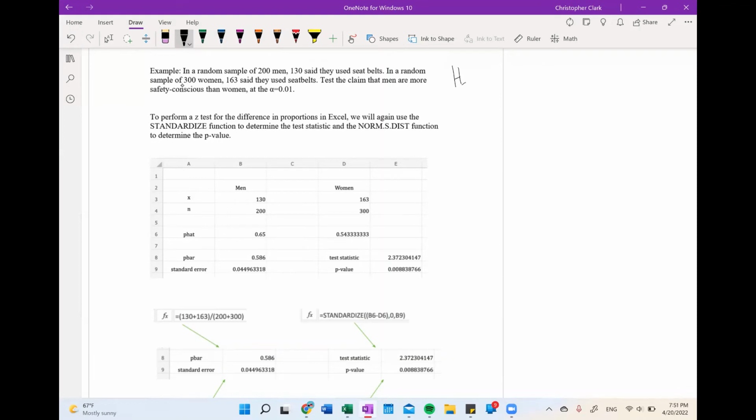So our H0, P1 minus P2 is 0. H1, the proportion of men that use seatbelts is greater than the proportion of women, which we transform into P1 minus P2 greater than 0. We get another nice right tail test.